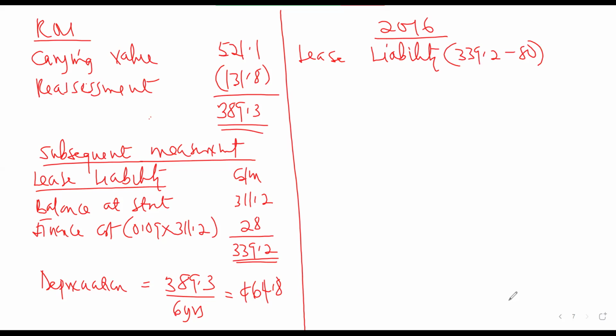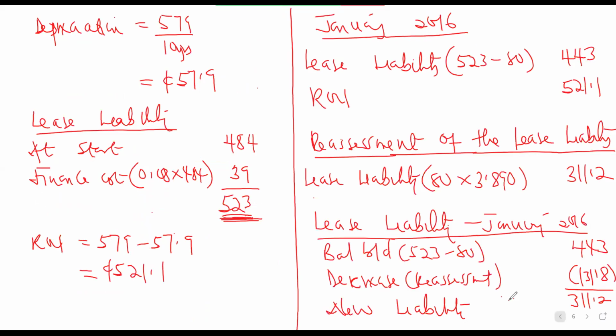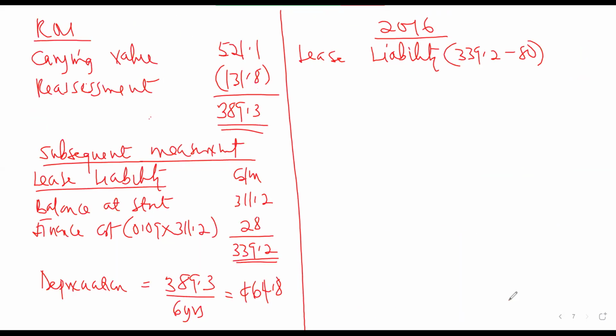Is it 2017 or 2016? That will be 2017. At the end of 2016, we are not going to be paying, because the next rentals will be paid at the beginning of 2017. So this will give us how much? $259.2. Okay, 259.2.